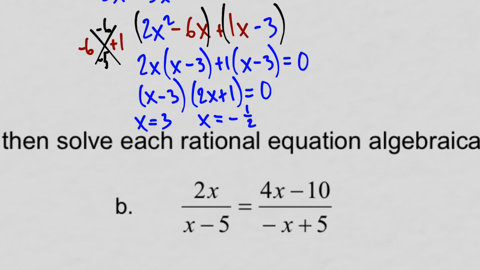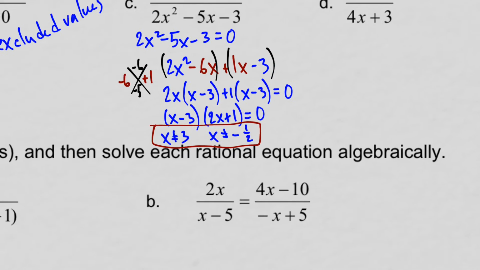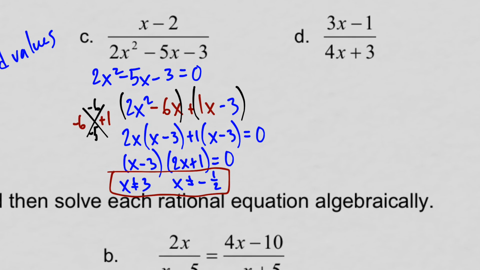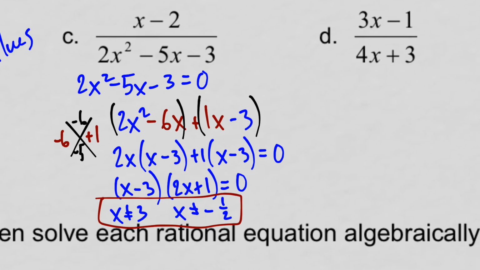Those two numbers are the excluded values. These two are the ones that would ruin our expression here, if we were to invite them. So 3 and negative 1/2 would create a 0 in the denominator, so neither of them are invited.